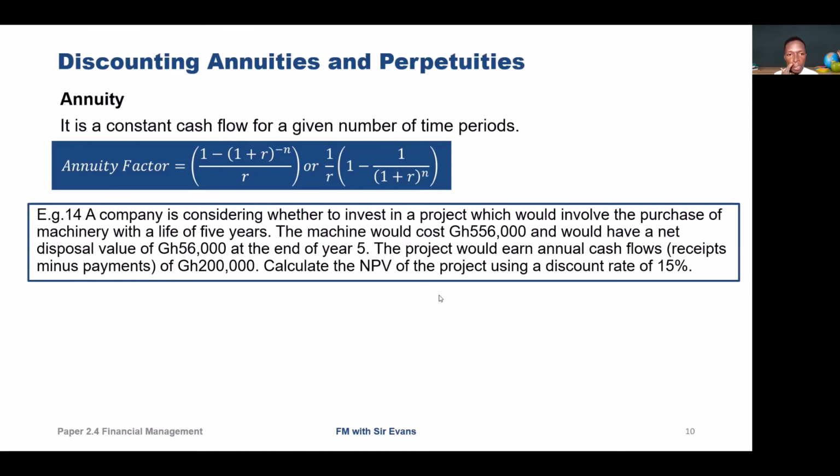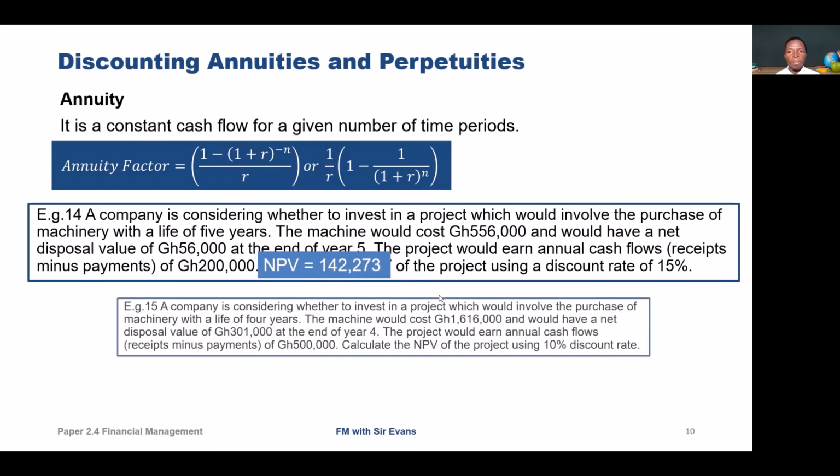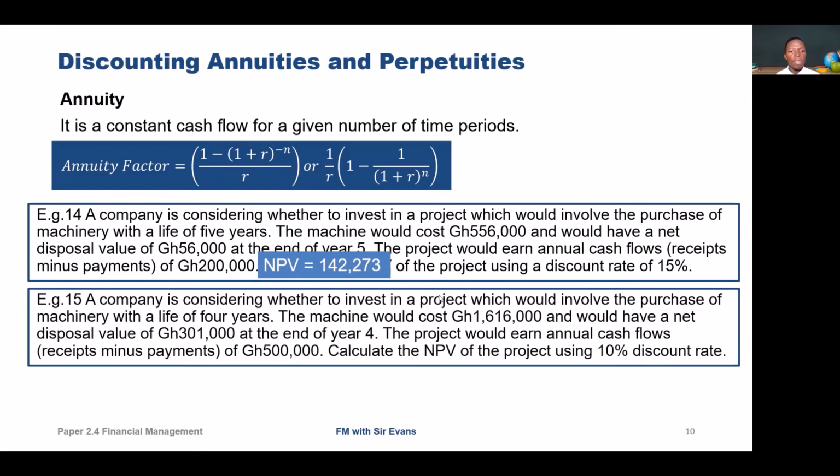The amount is constant. So we use the same formula for NPV. We need to list all our cash flows. We need to discount each of them. We find the NPV, and that should give us an NPV of 142,273.